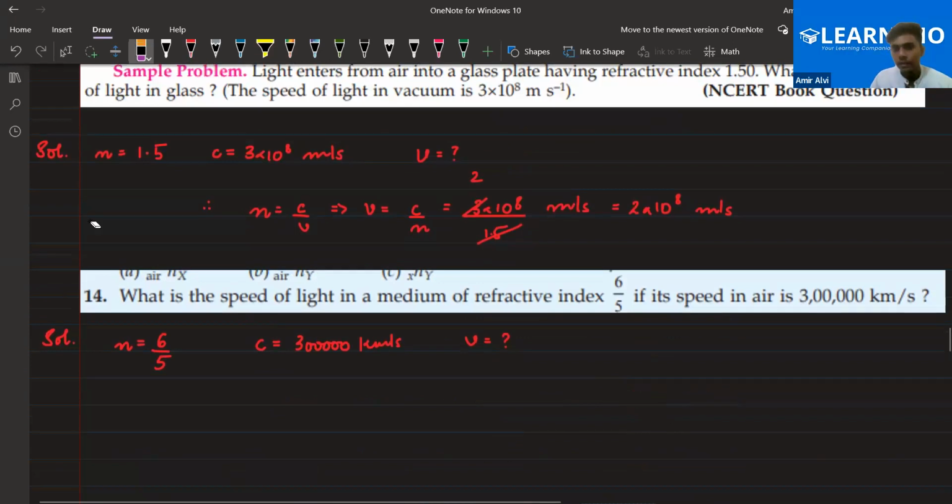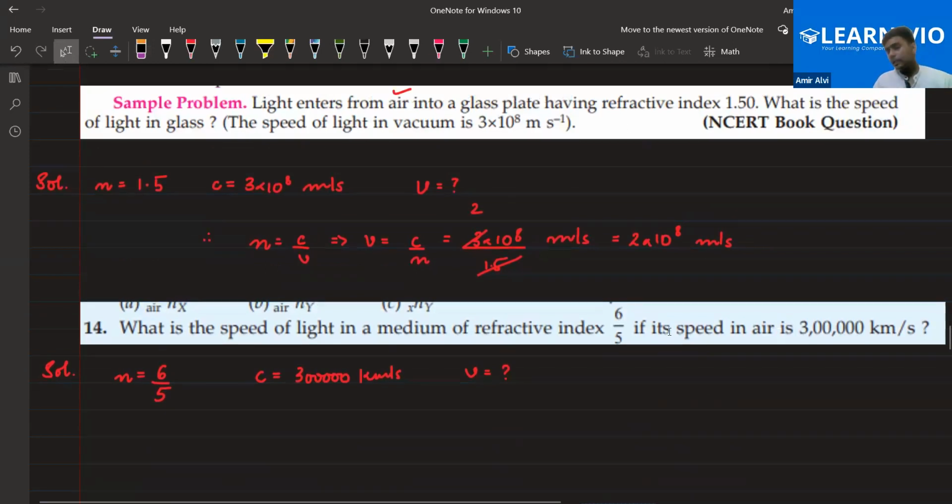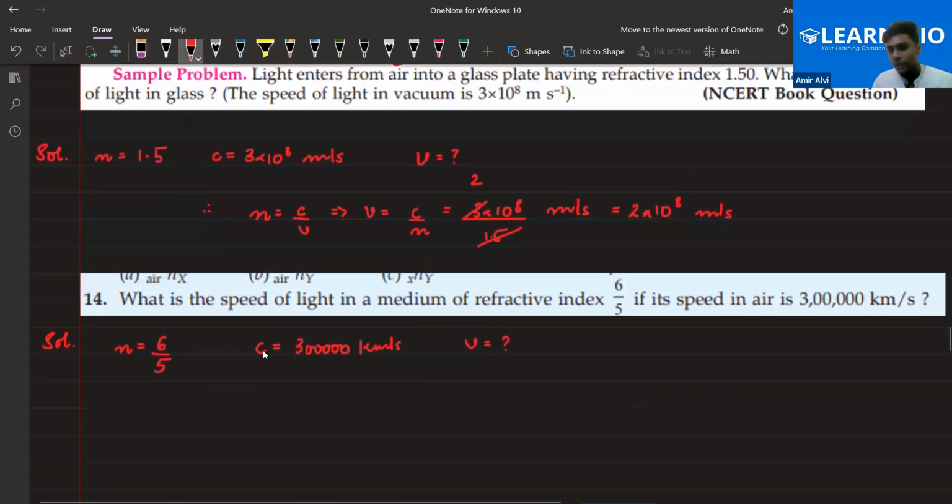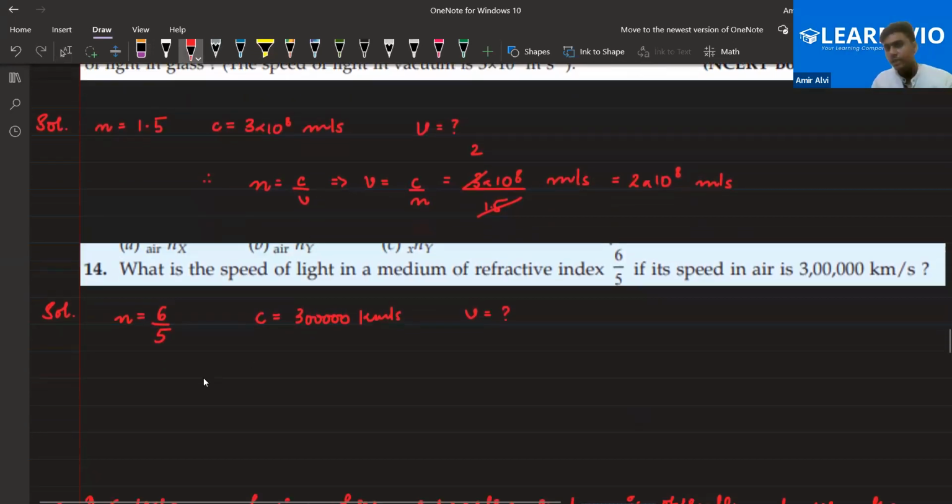Question is saying that the light, what is the speed of light in a medium of refractive index 6 by 5, if the speed in air is 3 lakh kilometer per second. 3 lakh kilometer per second is given, and we have to find the speed of medium. Similar type of question. Let's solve it. N is equals to C by V. Value nikalni hai V ki. So V would be C by V. Sorry, C by N.